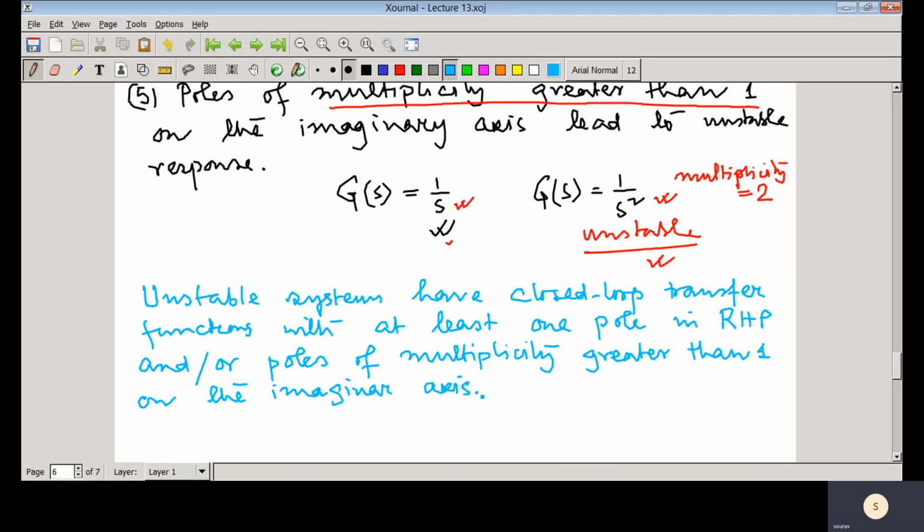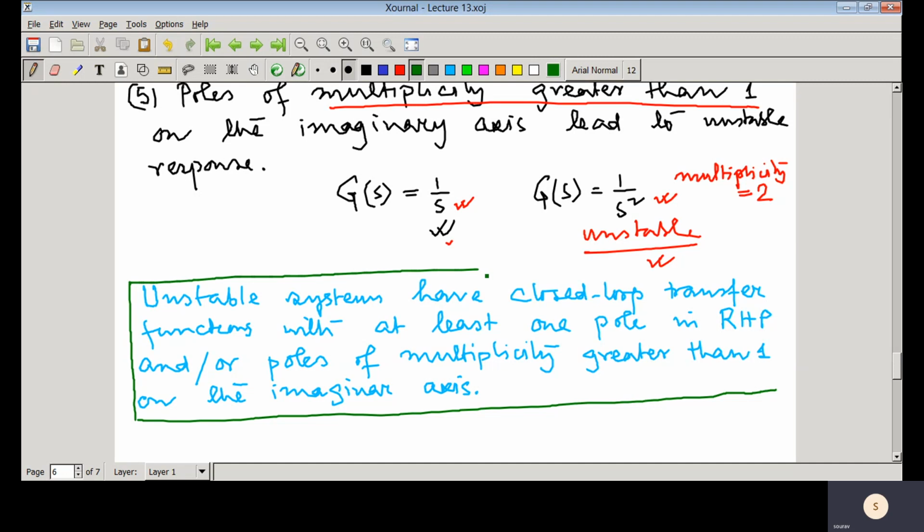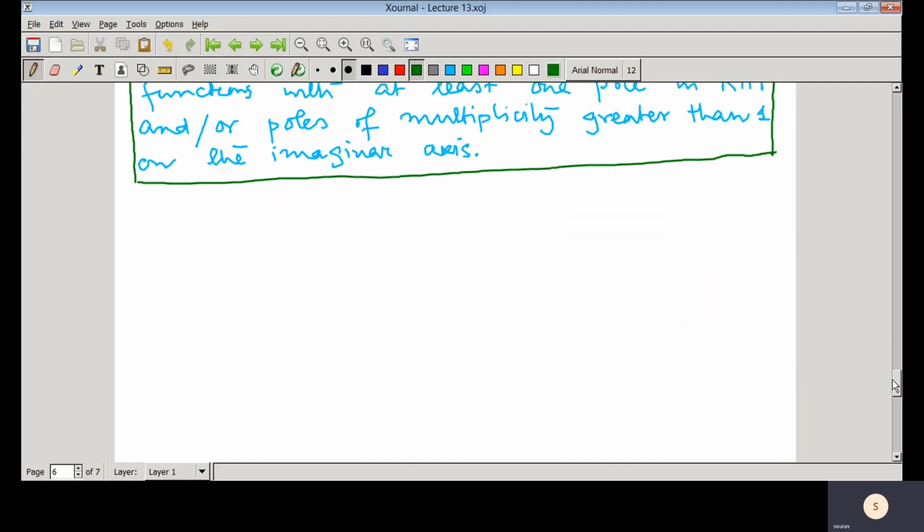So whenever you have a system with a given transfer function, the system would be unstable if it has at least one pole in the right half of the S plane, or if it has a pole on the imaginary axis with multiplicity greater than 1. If you find that type of transfer function, then immediately you can conclude that the system would be unstable. So let us take one example here.